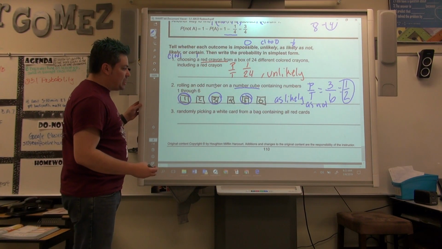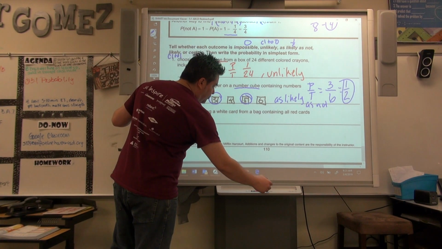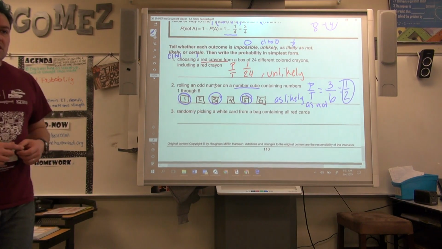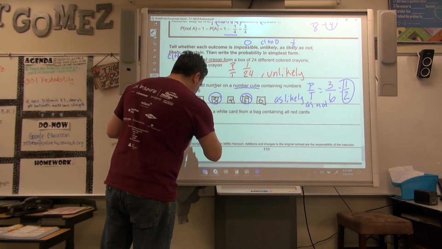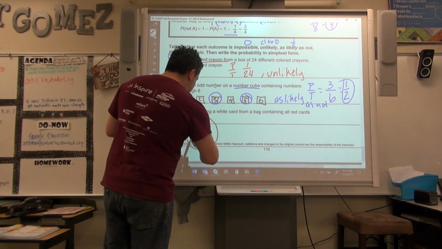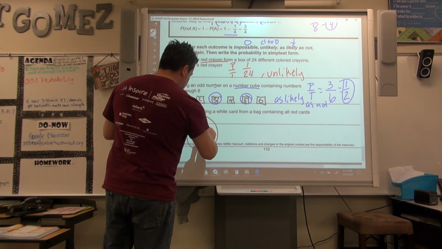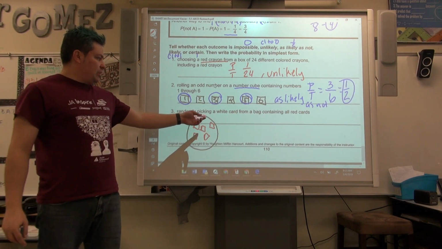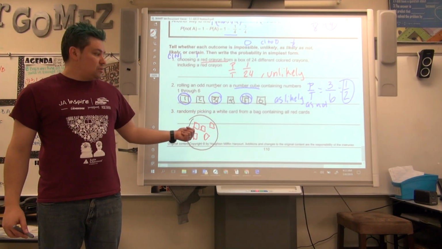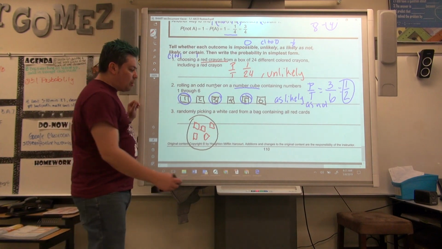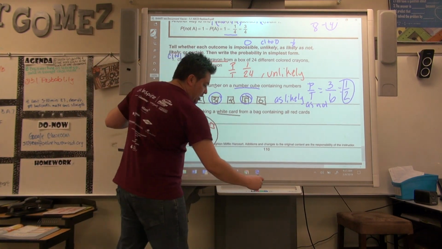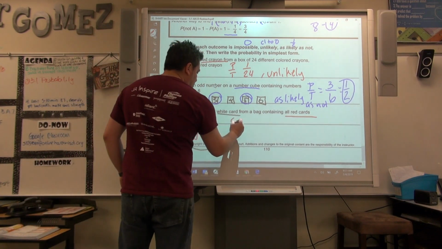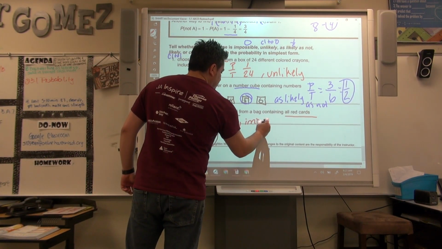Next one, randomly picking a white card from a bag containing all red cards. We have a bag that has a lot of red cards. Do we have any white ones in there? No, it's a 0. White cards 0, from all reds. So it's impossible, right? It's 0. Impossible.